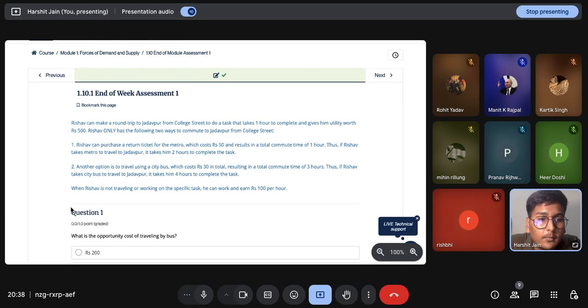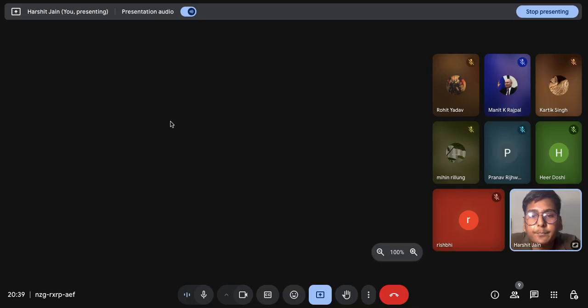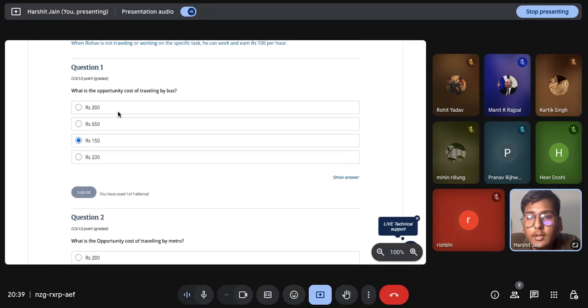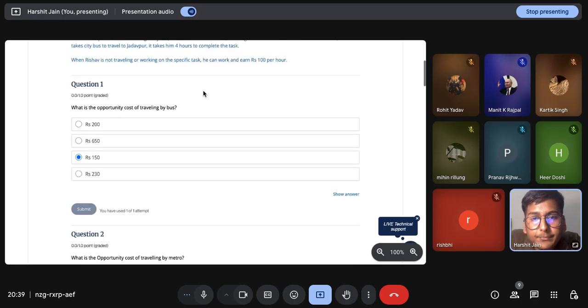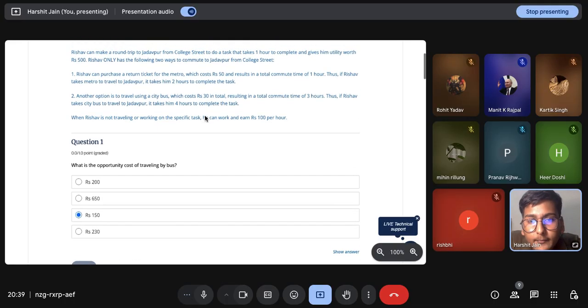And there is one more thing: when he is not traveling or working on a specific task, he can earn rupees 100 per hour. The first question: what is the opportunity cost of traveling by bus? Guys, write down your answer in the chat box if you can solve the question. Then I will explain how it works.